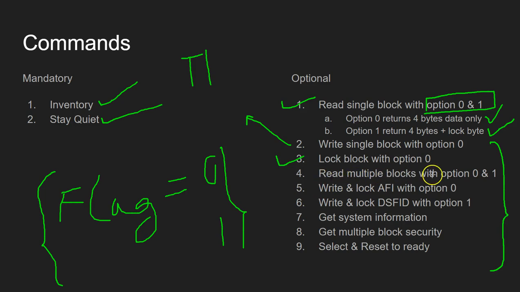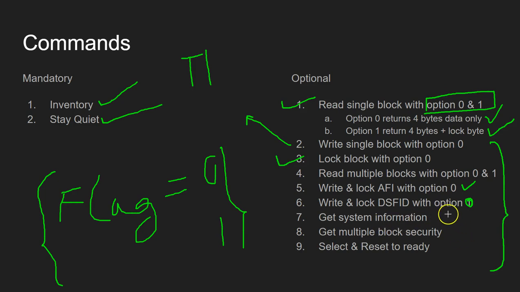Read multiple block works with both option 0 and option 1. Option 0 will give you the data. With option 1 you will get the data as well as the lock byte of each block. And the write and lock AFI also works only with option 0, and the write and lock DSFI works with, I think it's option 0, sorry, this option 0. Because this is a first generation tag, most of these commands work with only option 0.